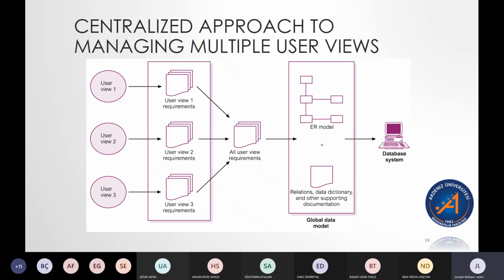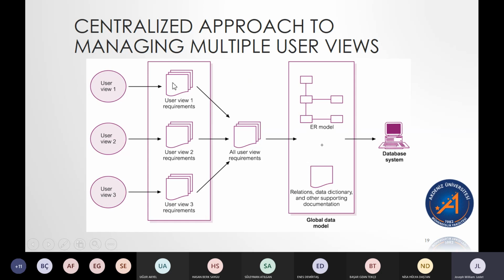Visually, that would look like this, okay, where we have a user view 1, a user view 2, a user view 3. Each of those maps onto a set of requirements. So user 1's requirements, user 2 requirements, user 3. Now these aren't necessarily individual users. This could be types of users. This could be manager role. This could be supervisor role. This could be employee role, right?